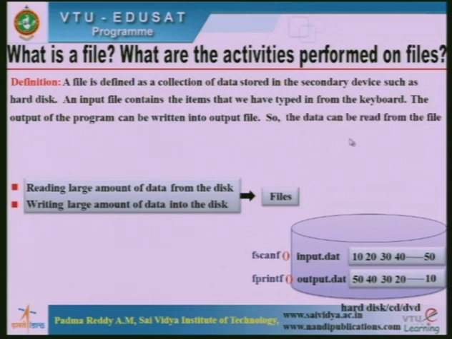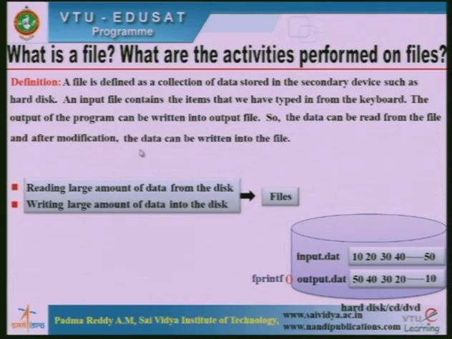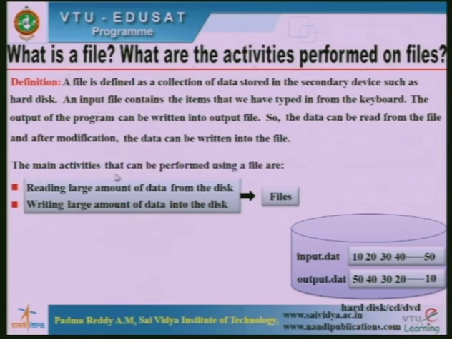So the data can be read from the file using which function? Fscanf function, and after modification the data can be written into the file. The data can be written into this file using which function? Fprintf function. Now we know what a file is and what the main activities performed on files are. The main activities that can be performed using a file are reading the large amount of data from the disk and writing the large amount of data into the disk.